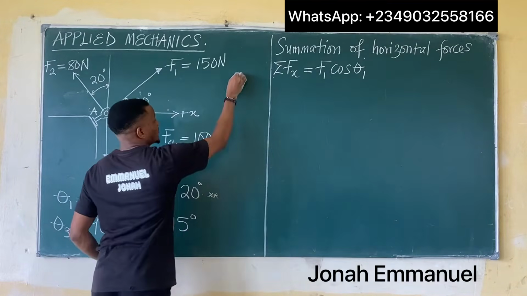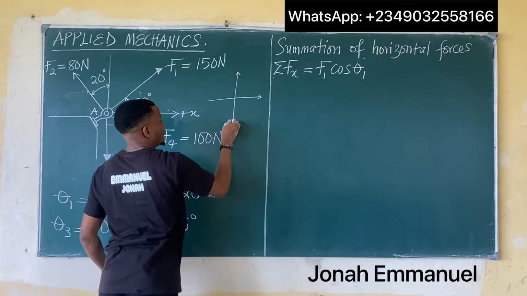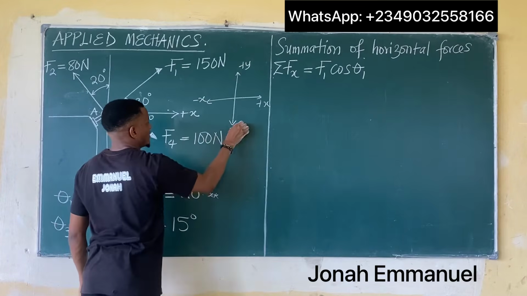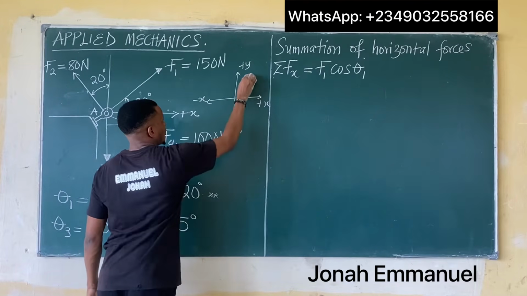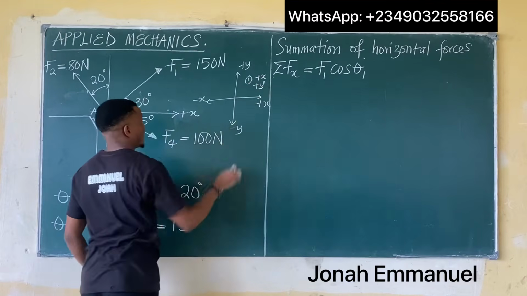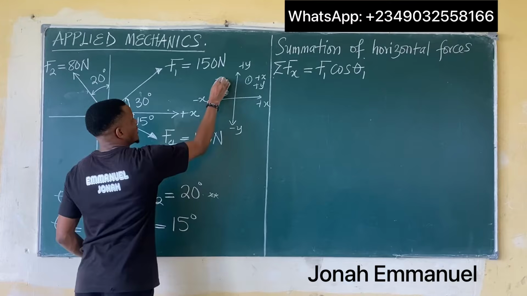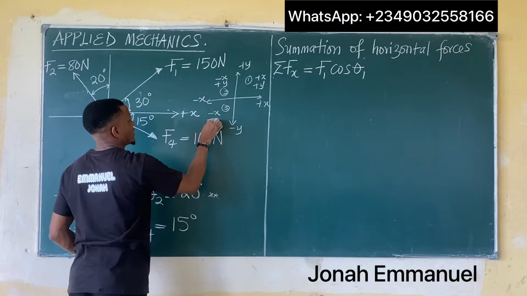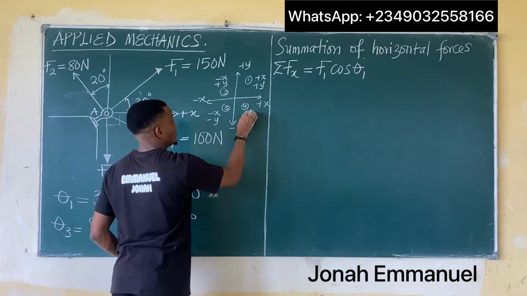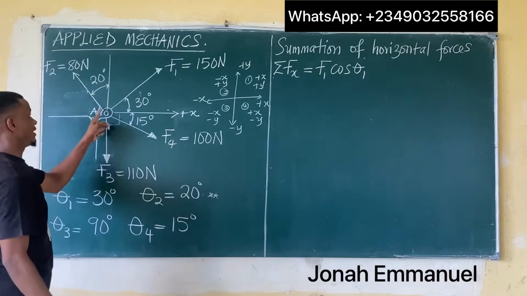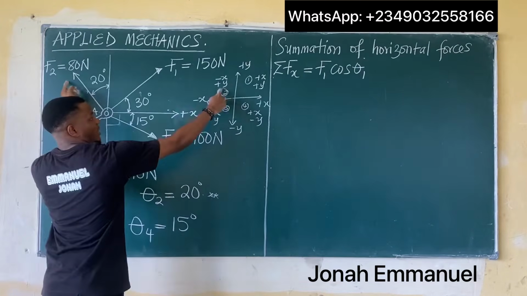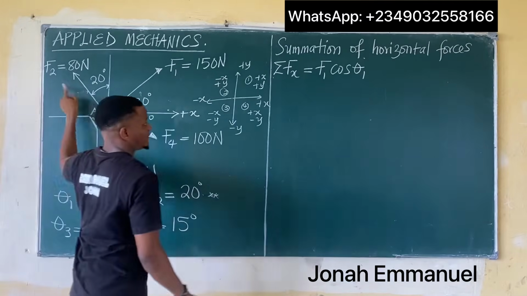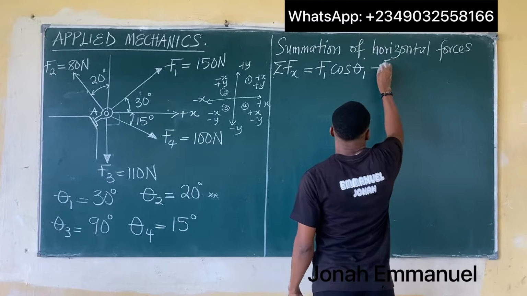Bringing back my quadrant idea: positive x, positive y, negative x, negative y. Here, quadrant 1, positive x, positive y; quadrant 2, negative x, positive y; quadrant 3, negative x, negative y; quadrant 4, positive x, negative y. This one here is now in quadrant 2, this way. That becomes negative if I'm resolving to the x. So it becomes minus F2.